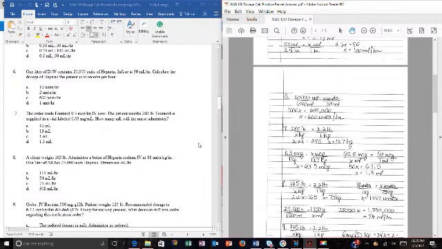Number 7 says the order reads fentanyl 0.5 micrograms per kilogram IV now. The patient weighs 280 pounds. Fentanyl is supplied in a vial labeled 0.05 milligrams per milliliter. How many milliliters will the nurse administer?